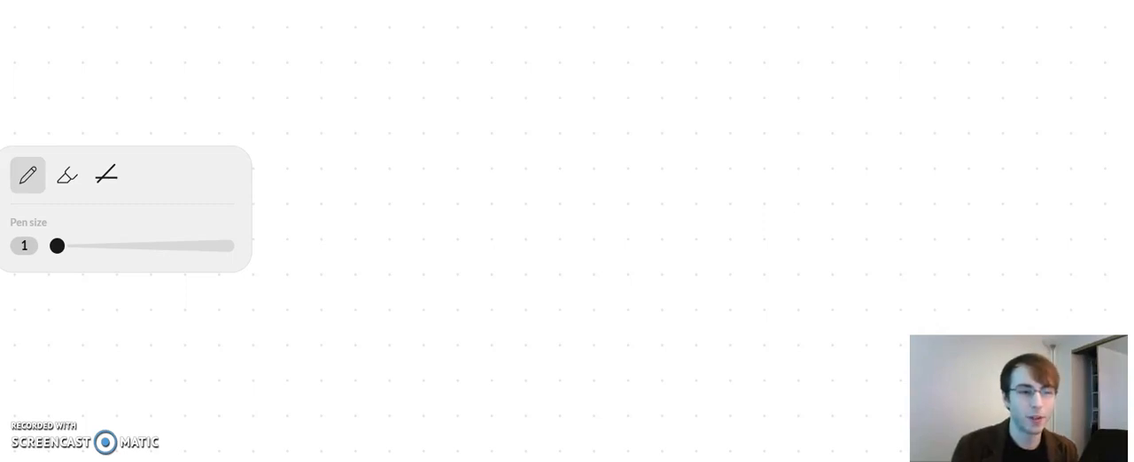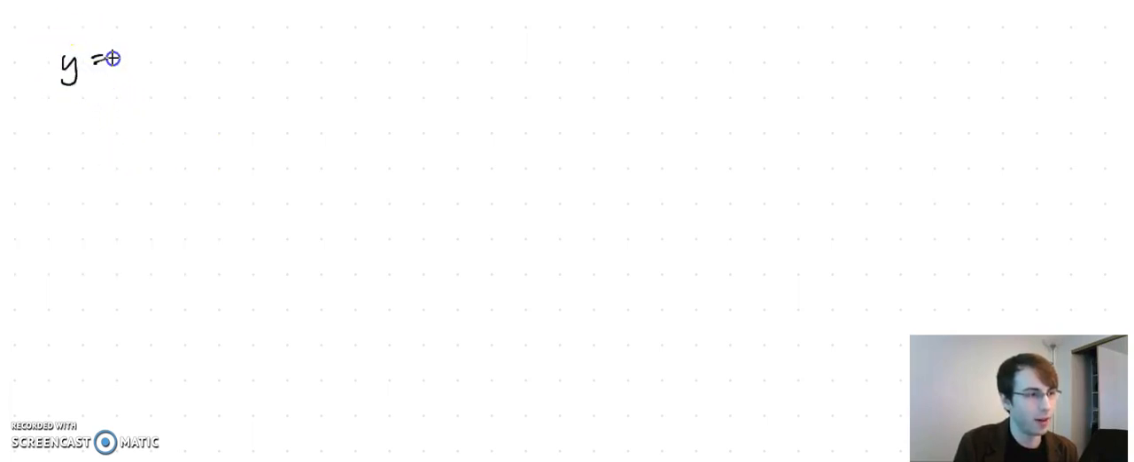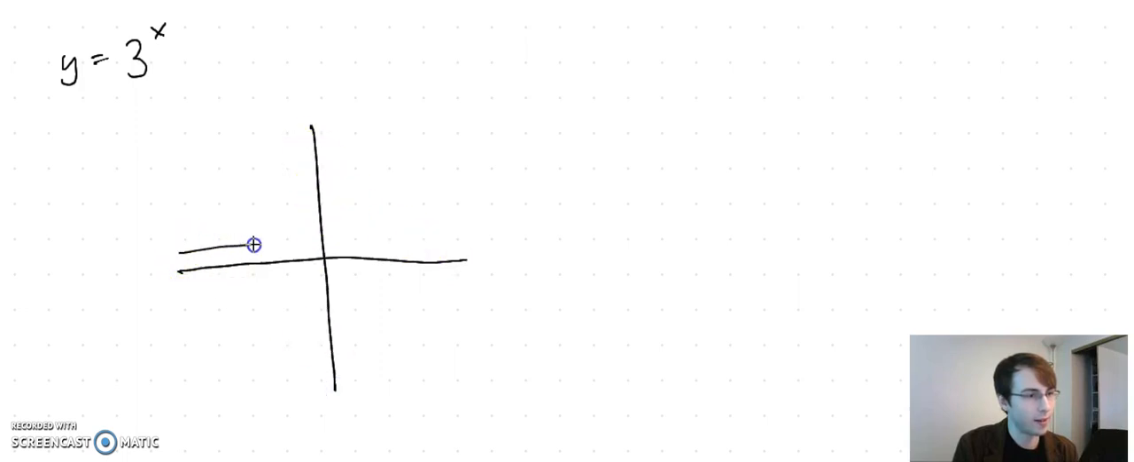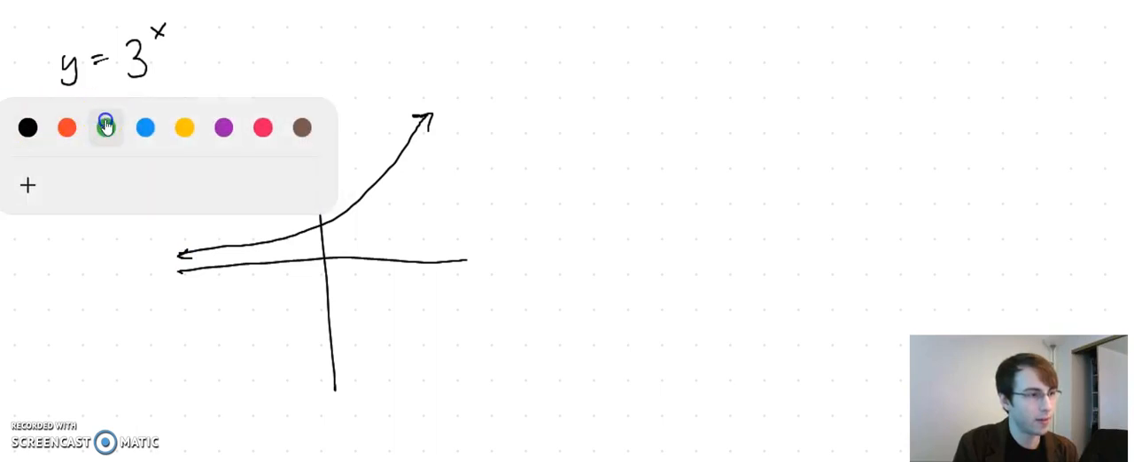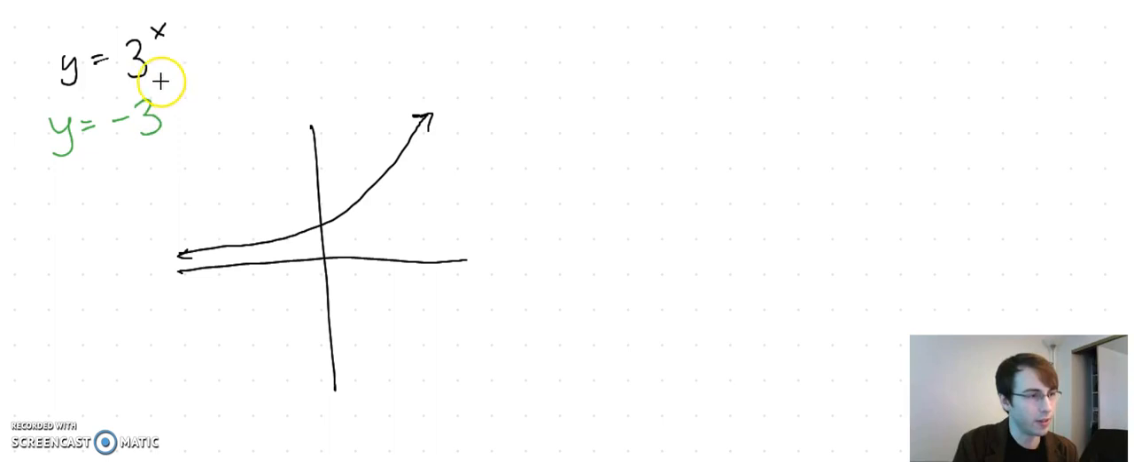Let's talk about vertical and horizontal flips in exponential and log functions. So starting with our y equals 3 to the x, let's draw that. And now let's consider y equals negative 3 to the x.